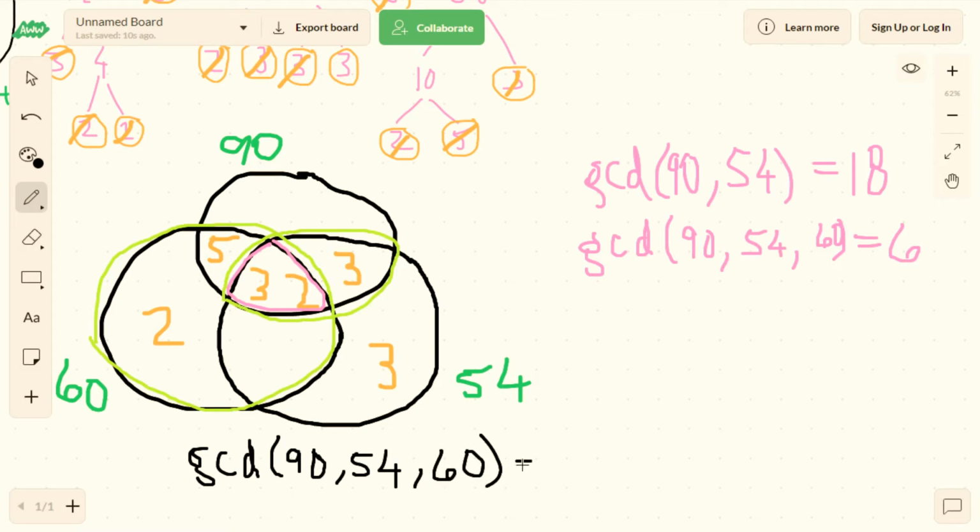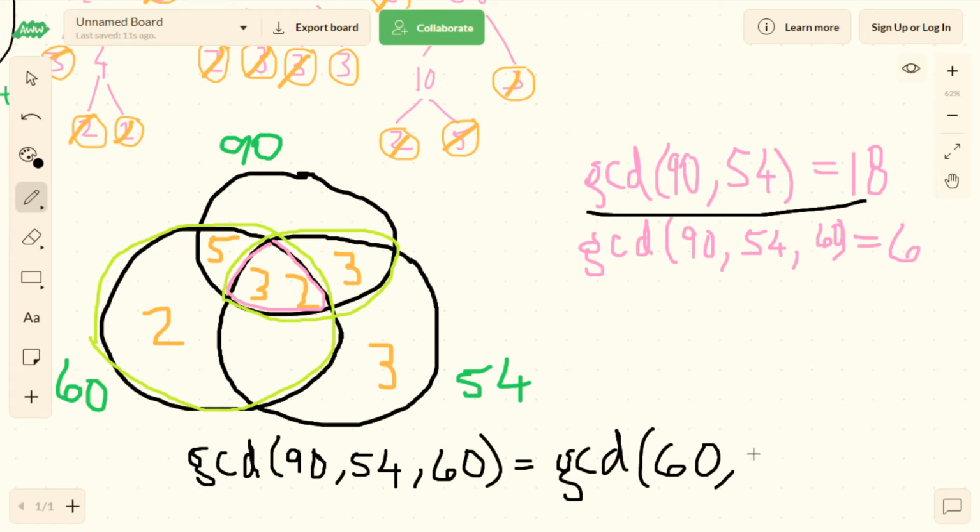My claim here is that it's equal to the GCD of these. So GCD of 90, 54, 60, we're talking about this interior zone here. And I'm saying it's the intersection of this zone and this zone. So let's figure out what those are. Well, this zone over here is just 60. Okay, not too bad. And then this zone over here, well, it'd be 18, right? So 3 times 3 times 2, we found it was 18. But hey, not a coincidence that that 18 is the GCD of 90 and 54.